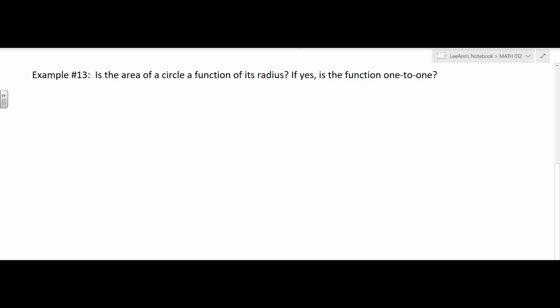Is the area of a circle a function of its radius? So we have to go back and remember, well, what's the area of a circle? A equals pi r squared. Okay, so that's the formula for the area of a circle. If I put in a radius, think about different circles and a radius, am I always going to get just one output? Yeah, so this is a function of the radius. So yes, it's a function. Area is a function of radius for a circle.